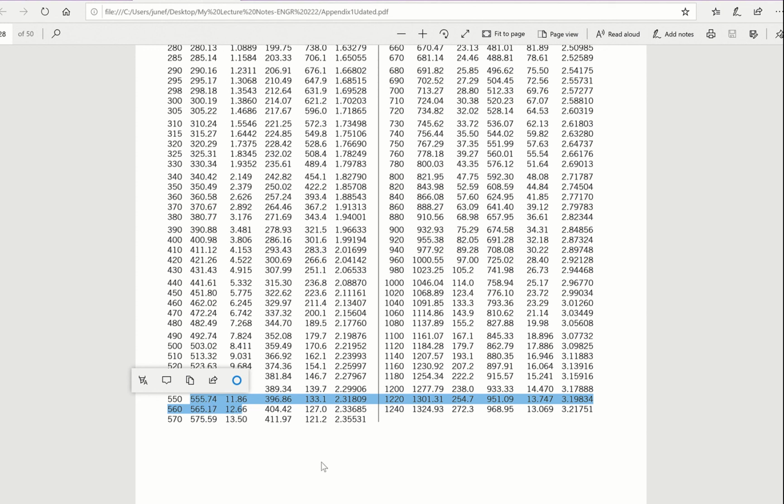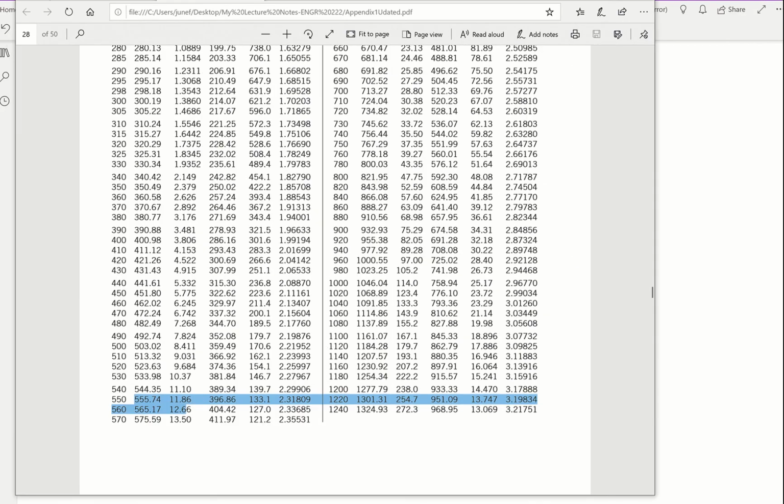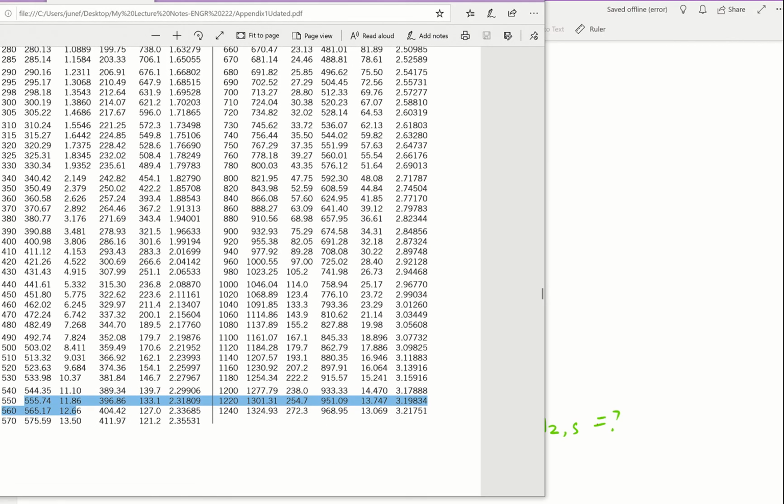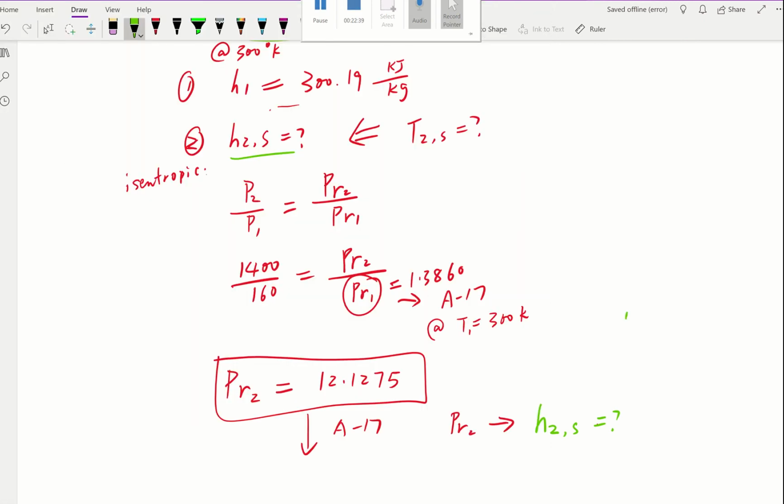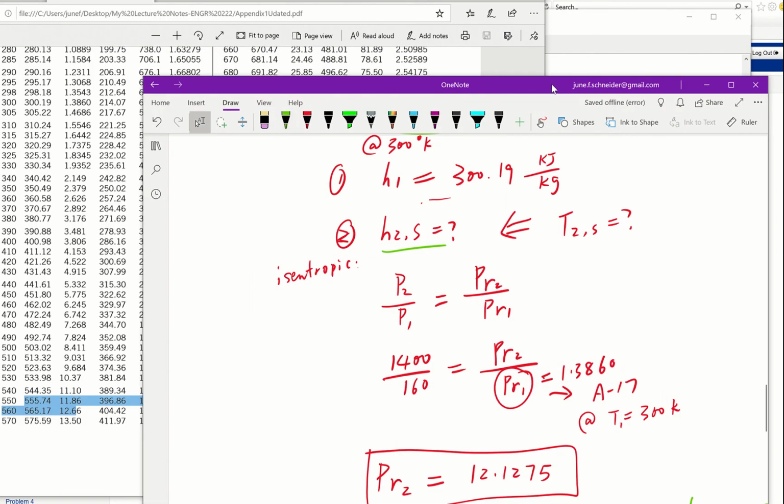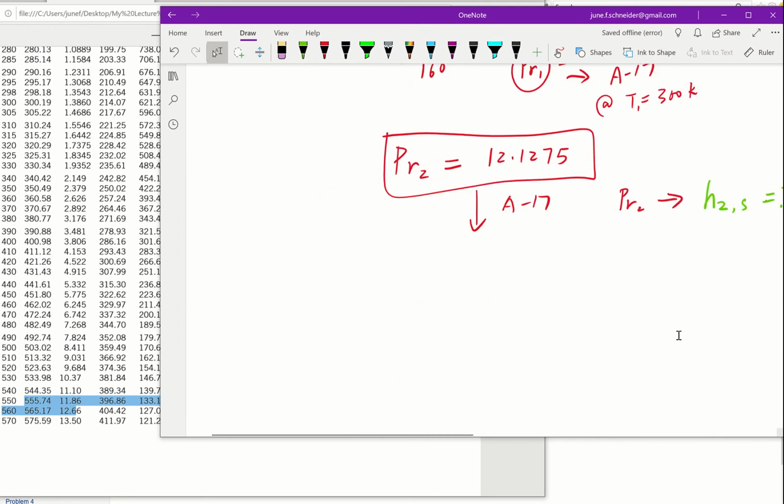So I'm going to write it down. Of those, I'm going to borrow those two. I'm going to extract those two pieces of information out. So this is going to be our H column. This is going to be our PR value. Our PR value, if it's 11.86, our H value is 555.74. And if we have 565.17, that's corresponding to 12.66.